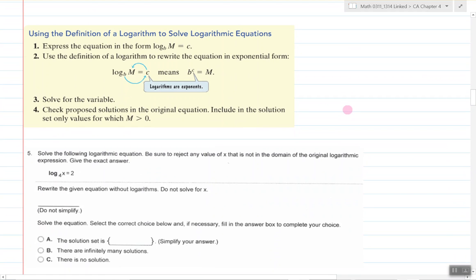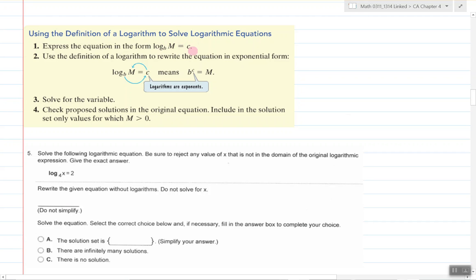All right, now we're going to switch. Now I'm going to solve log equations. So think about how you solved exponentials. You took the log of both sides. You can do something similar with log equations, but I'm going to teach you something that is so much easier. We're going to express the equation in the form log base b of some m, where the x will be, is equal to a constant.